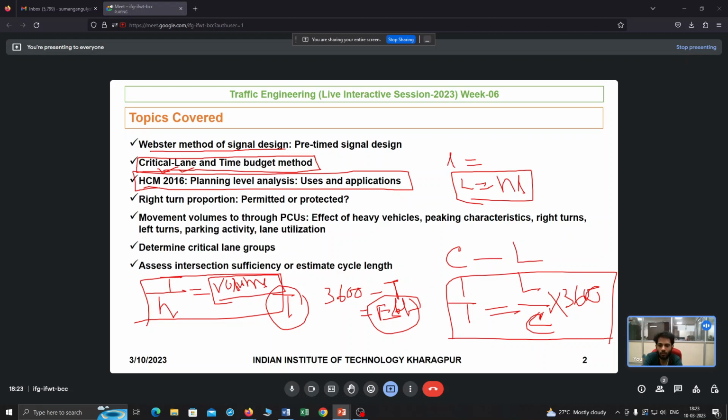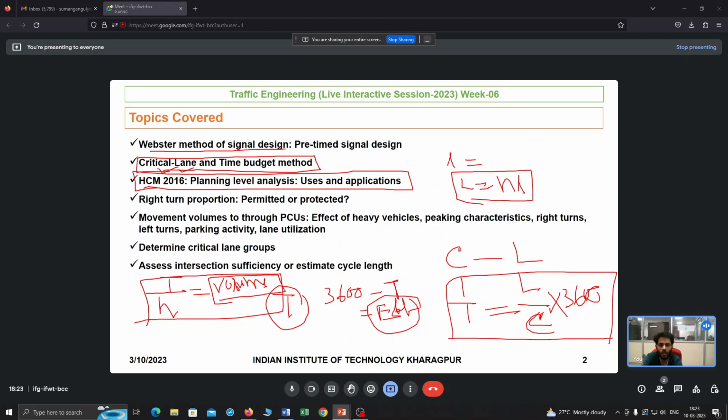So according to ACM 2016, before you decide that you have to install a signal, you have to decide that for the right turning movement, because generally right turning movements are critical, right? Because it will hinder the movement of the major through moving vehicles, right?